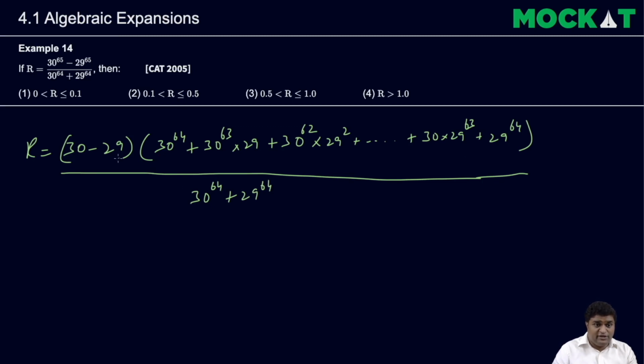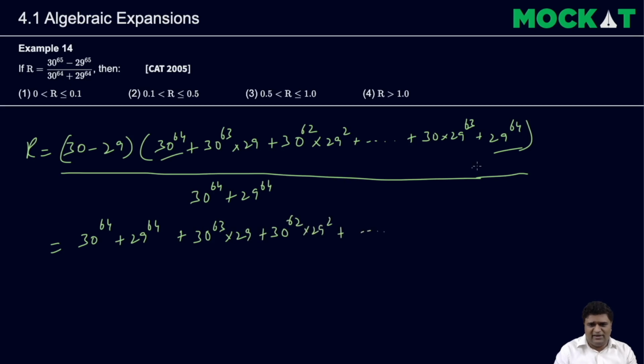Why? 30 minus 29 over here is 1. So this equals, in the numerator now I have 30 power 64 and 29 power 64. Let me write those two initially, right? Plus 29 power 64. And then let me write the rest of the terms. 30 power 63 into 29 plus 30 power 62 into 29 square, and so on, right? The last term we know is 30 into 29 power 63, right?